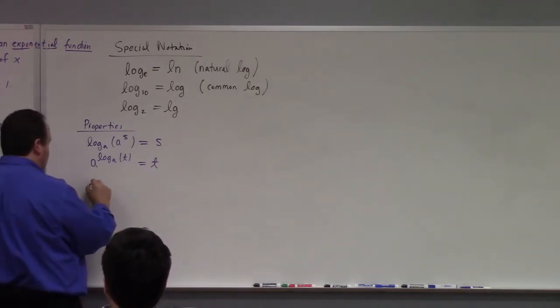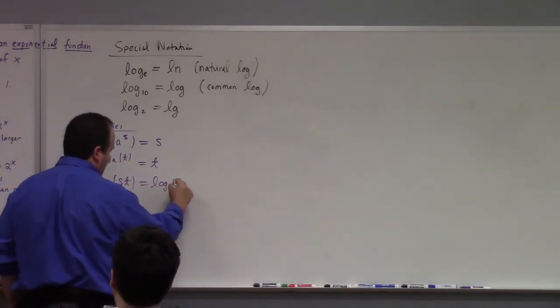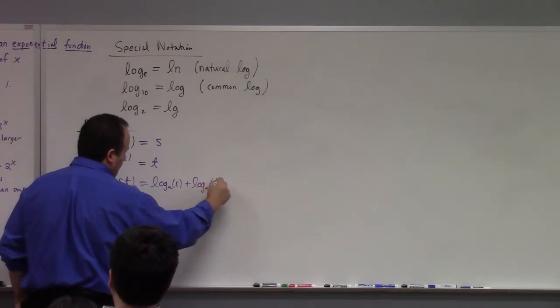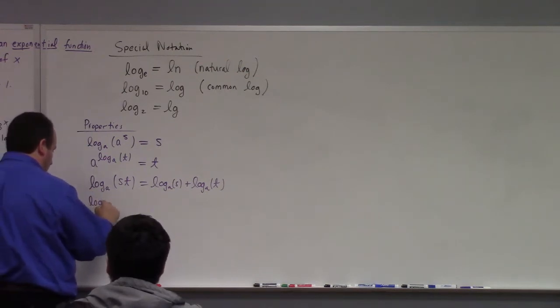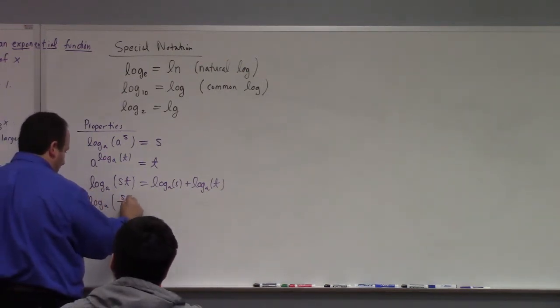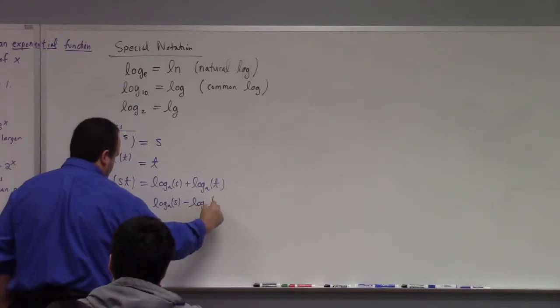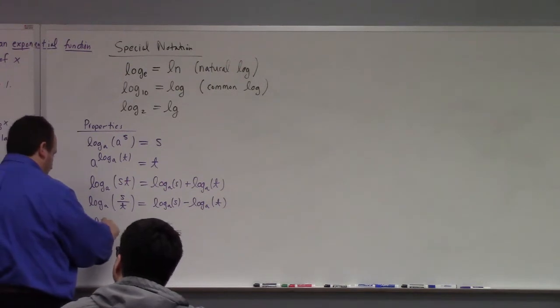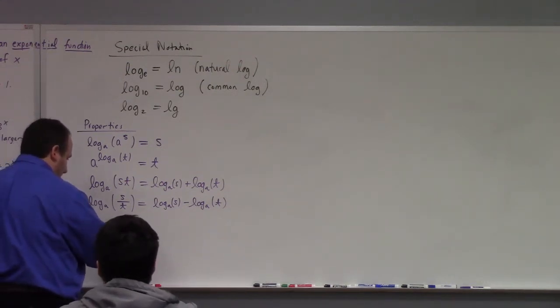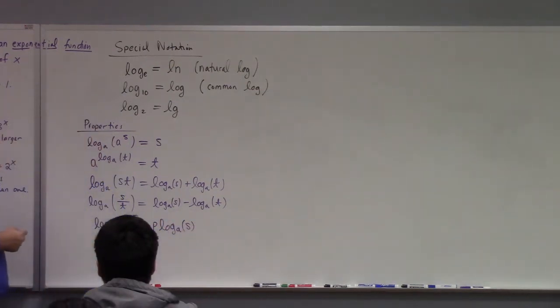If we have log base a of st, it's log base a of s plus log base a of t. If we have log base a of s over t, we have log base a of s minus log base a of t. There is also this property: log base a of s to the power p is p times log base a of s. These are all properties of the logarithm.